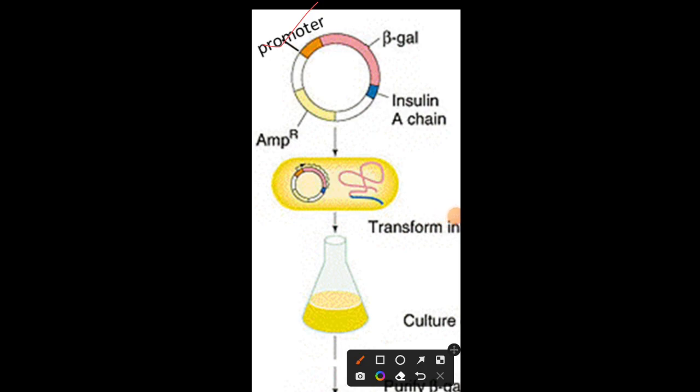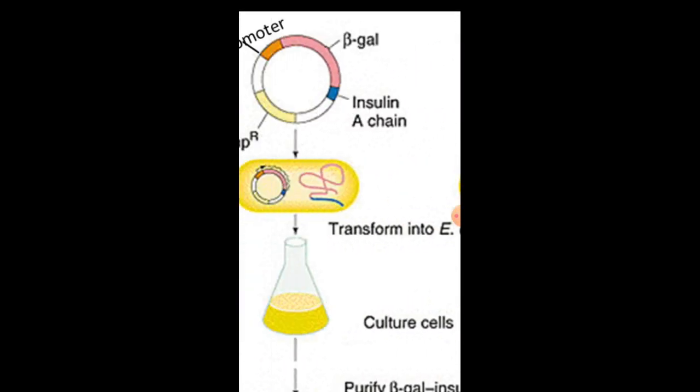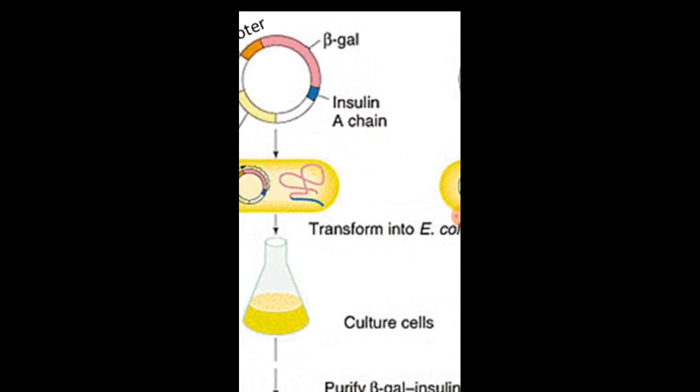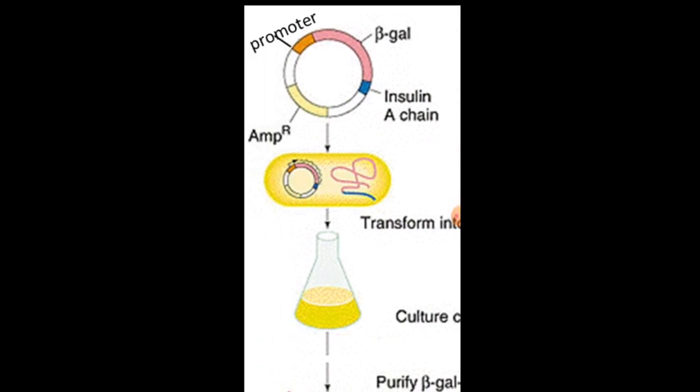Don't forget that here we are going to use an expression vector. So there will be a promoter along with beta-gal and the insulin A chain, and an antibiotic resistance gene, and also the ORI, that is the origin of replication. We have to use two vectors for the synthesis of insulin A chain and B chain separately in different cultures. Then we will transform them into E. coli or Saccharomyces cerevisiae with the help of electroporation, microinjection, or liposome mediated gene delivery.